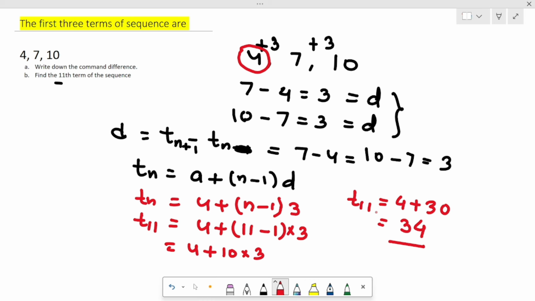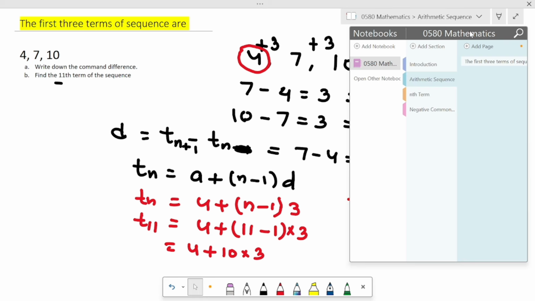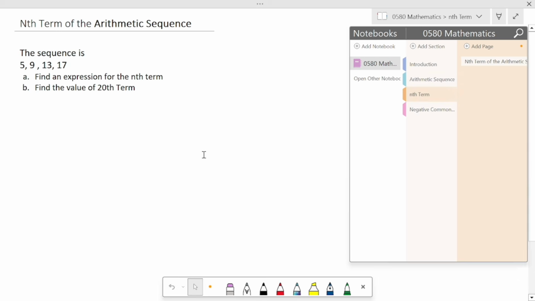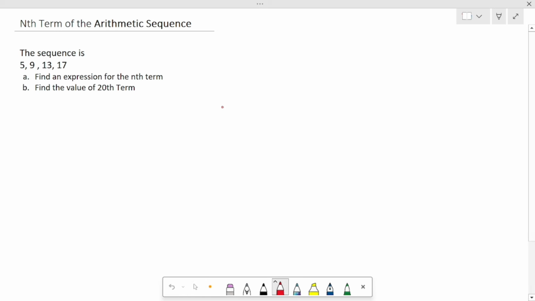So let's move to the next question and see what we can get from it. This kind of pattern they ask in paper 2 and 4 also. This is another question based on the arithmetic sequence, but here, first they ask for the expression for the nth term, and then we have to identify the 20th term of this sequence.